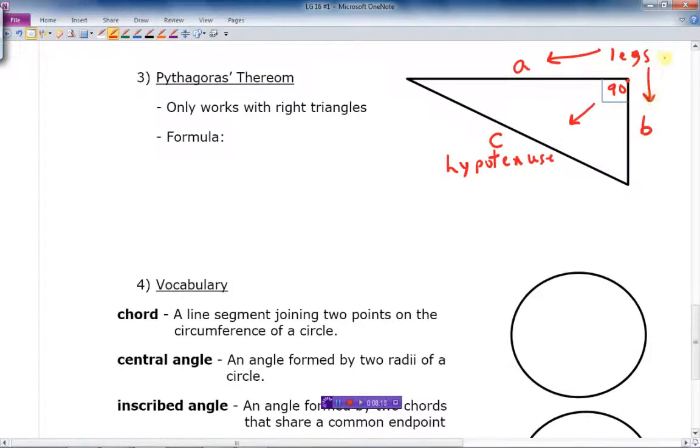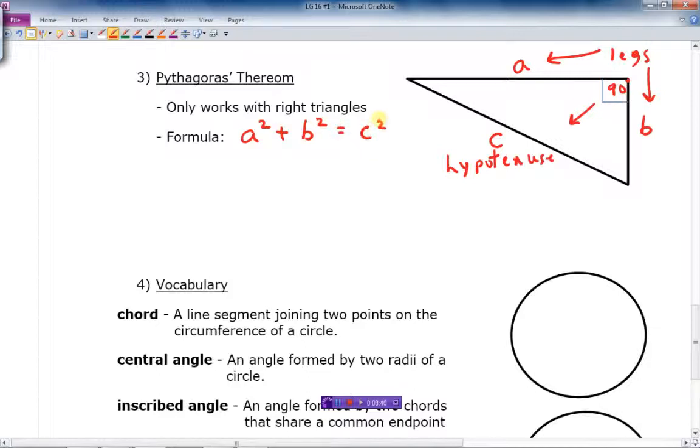Which side is the longest side of a right triangle? Well, it's always the side opposite the 90 degrees. So the hypotenuse is always the longest side. And there's a formula: a squared plus b squared equals c squared.